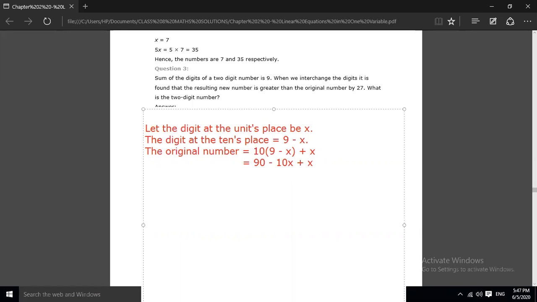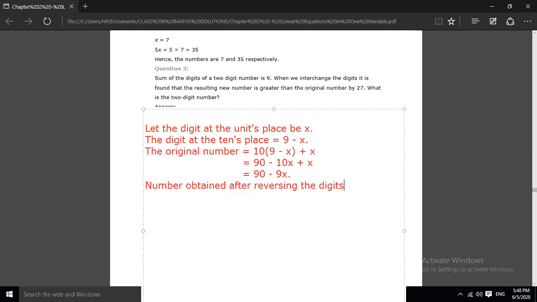So minus 10x plus x will be minus 9x. So the original number is equal to 90 minus 9x. When we get the value of x, we can get the original number. Now we want to reverse the number, so the number obtained after reversing the digits.